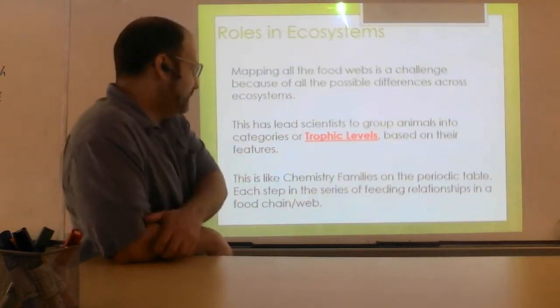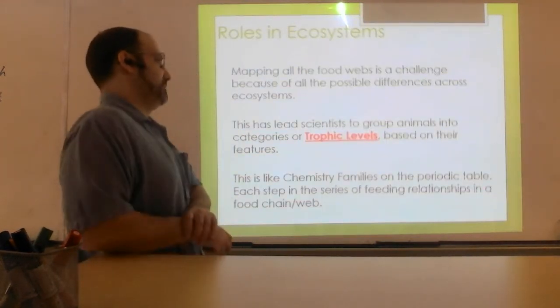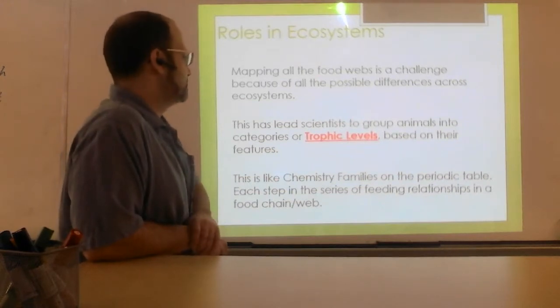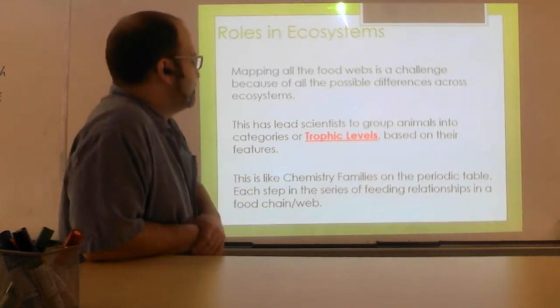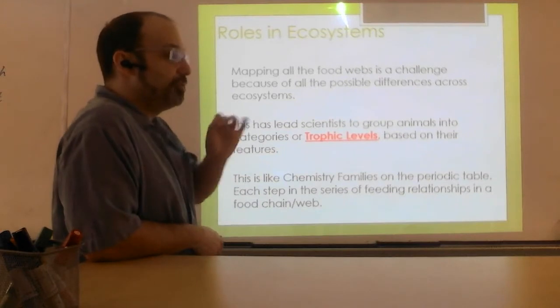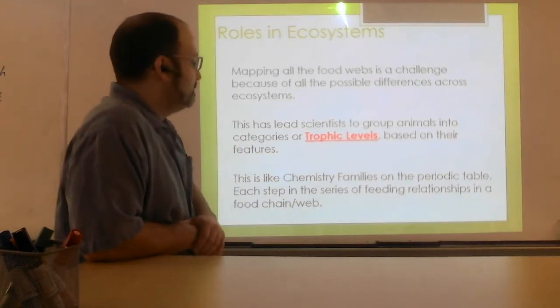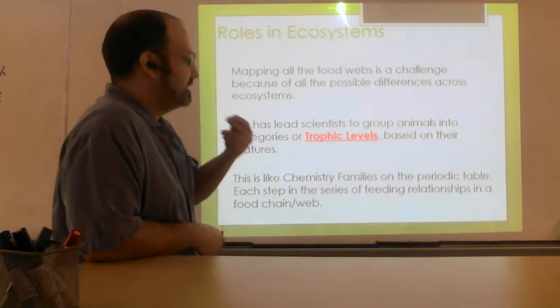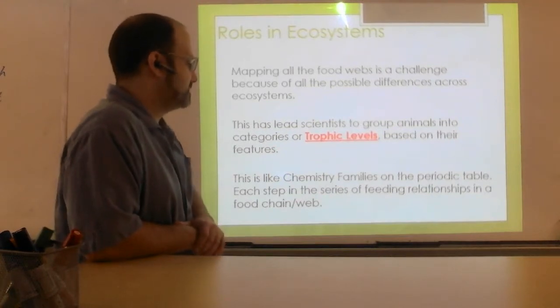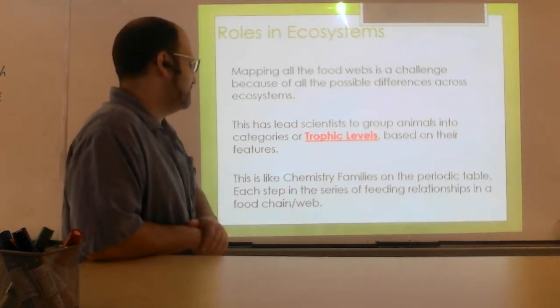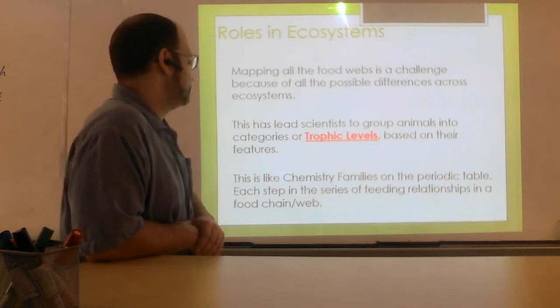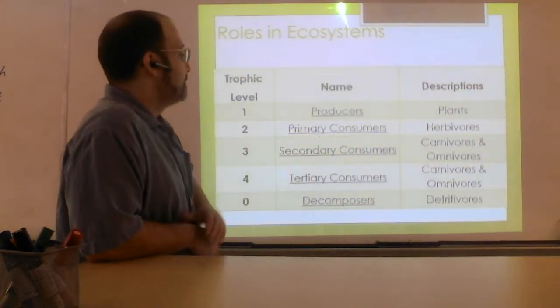Now, mapping all the food webs is a challenge because of all the possible differences across the ecosystem. This has led scientists to grouping animals into categories or trophic levels based on their features. This is kind of like the chemistry families on the periodic table. Each step in the series of feeding relationships in the food chain or web. What do I mean by that?